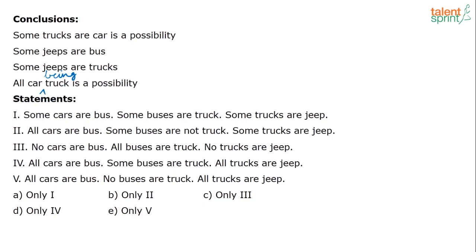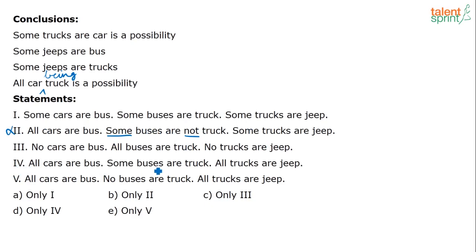Now, if you look at the conclusions, look at the first one. You have some cars are bus, some buses are trucks, some trucks are jeep. Basically, only positive statements are there. There are only particular statements, but all positive. But if you look at option 2, there is a "some not", right? I need only positive statements, and I have only particular and positive statements here. So I can eliminate option 2 because there is a "some not" statement. Generally option 2 might not be my answer.